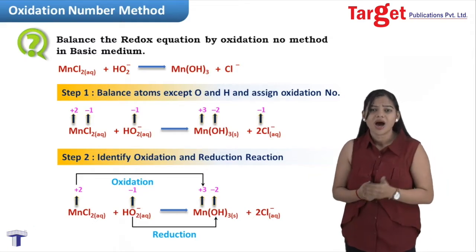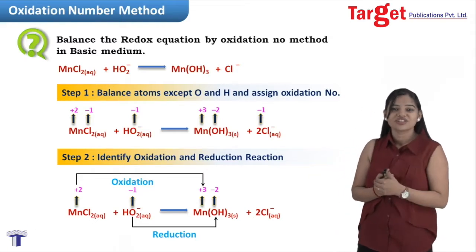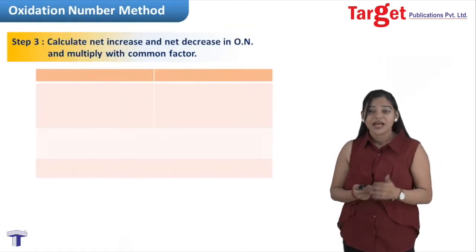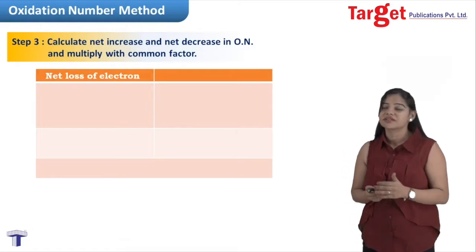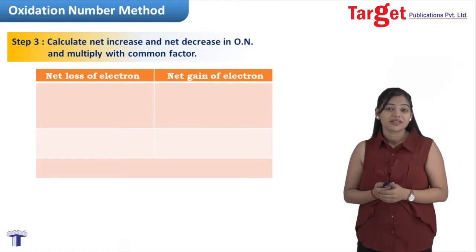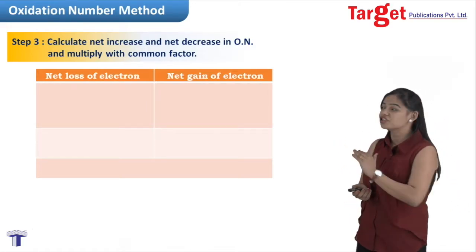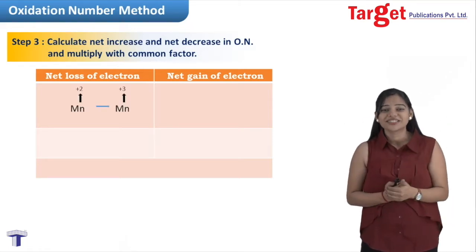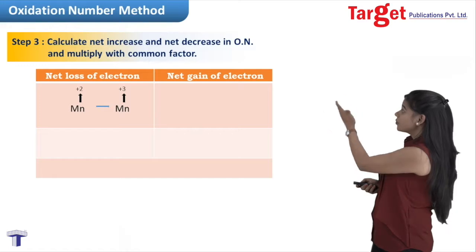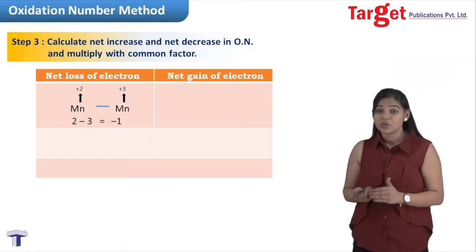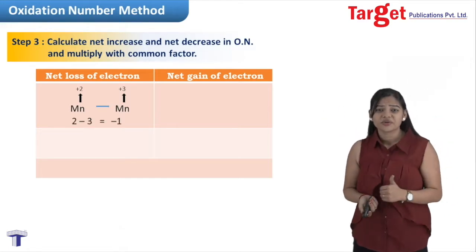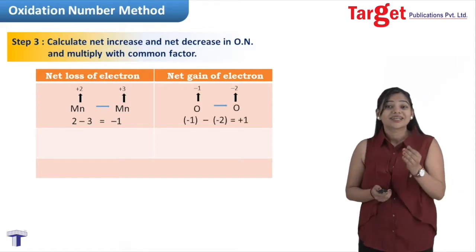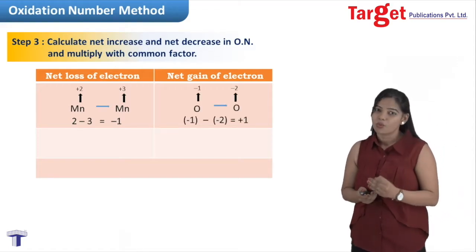So we have identified which one is oxidation and which one is reduction species. Now we need to understand how many electrons are lost in oxidation reaction and how many electrons are gained in reduction reaction. And to identify, the simplest method is to subtract the oxidation number from left hand side to right hand side. So for Mn, if we subtract from 2 to 3, we get -1. That is, loss of electron here is just 1. If we talk about oxygen here, the gain of electron is again 1.